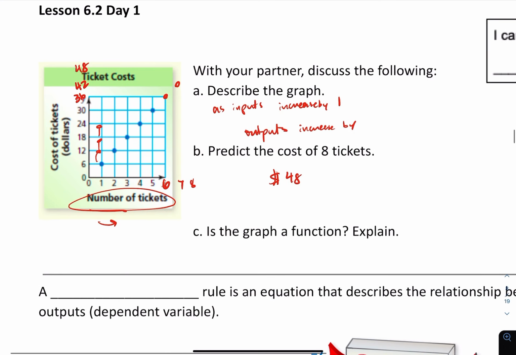Is the graph a function, yes or no? We learned the previous day about the vertical line test, right? Take a look at the graph. If you were to draw a vertical line at any point, it would only cross once. So it is, yes, a function. Why? You could say it passes the VLT.